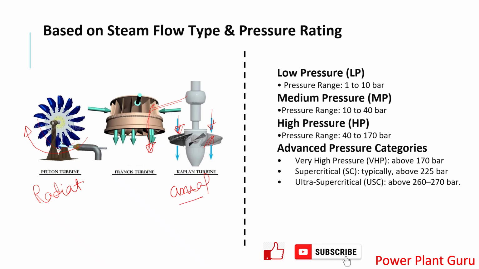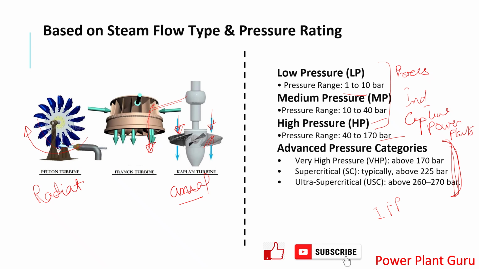And there is another kind of differentiation which we can make: low pressure 1 to 10 bar, medium pressure 10 to 40, high pressure 40 to 170, and then supercritical boilers, which are only used for independent power generation plants. These applications are mainly used in process industries or captive power plants. So that is where these are used.